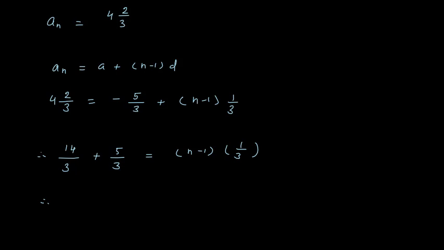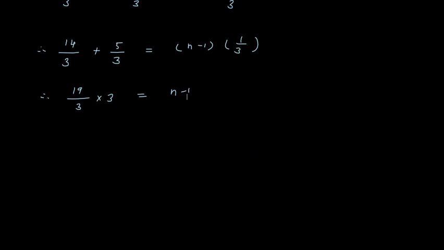So 14 plus 5, 19. 19 divided by 3 into 3 is equal to N minus 1. So 3 and 3 will cancel, and therefore N is equal to 20. The value of N is 20.